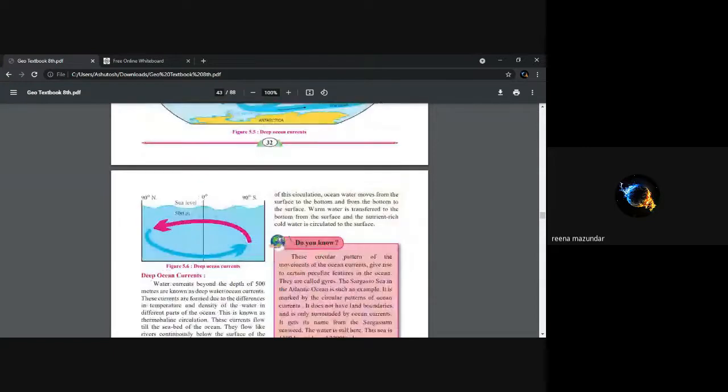Because of this circulation, ocean water moves from surface to bottom and from bottom to surface. Warm water is transferred to the bottom from the surface and the nutrient rich cold water is circulated to the surface.